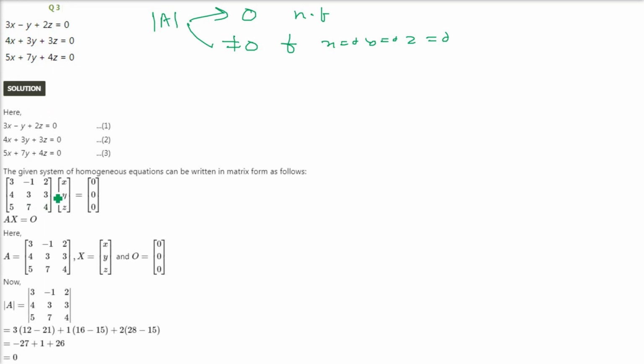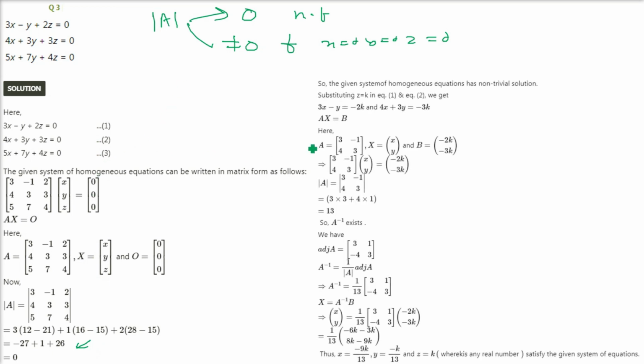Okay. So Ax equals B. Let us take the determinant of A here. So the determinant is 0. When the determinant is 0, that means you will get a non-trivial solution. So z equals k you will put. And when you put z equals k, that will be a constant that has to be taken on the right hand side. Don't take the third equation, that is only for satisfaction.